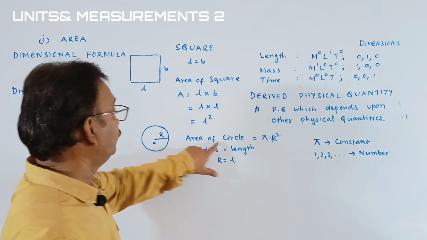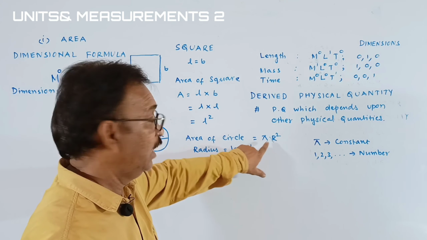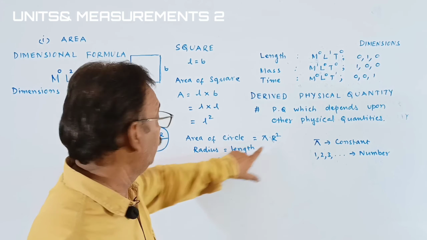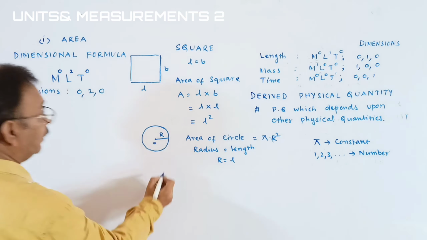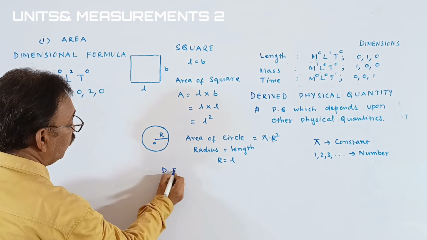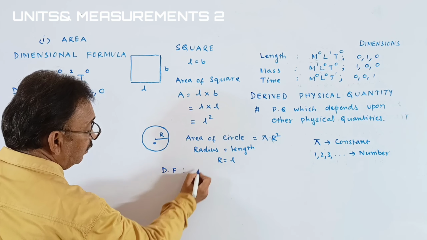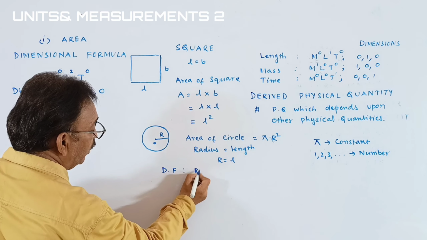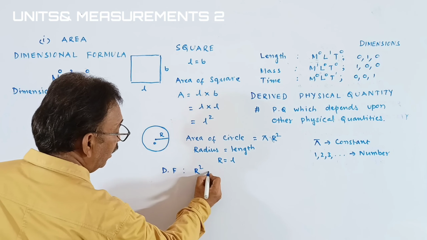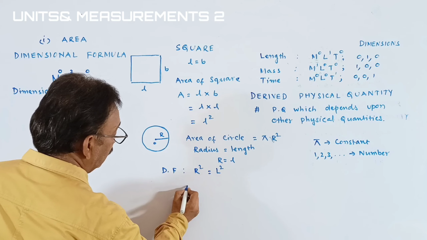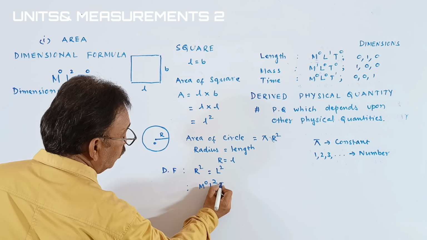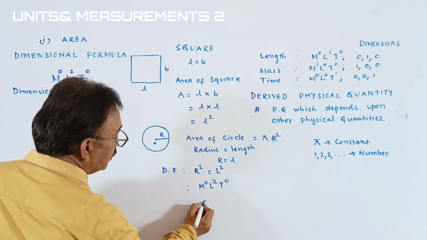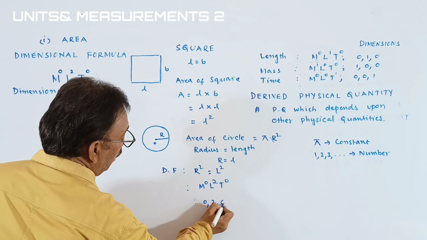Then what we got here? Area of the circle can be written as pi r square. Pi r square means what? It has only length. Then again, we'll write the dimensional formula. Dimension formula is length into breadth. Here we have the r square. R is nothing but L, that is L square. And the dimensional formula is M0, L2, T0, and the dimensions 0, 2, 0.